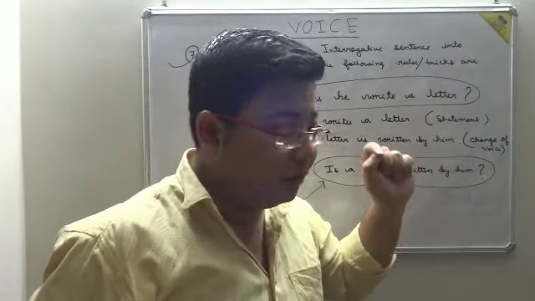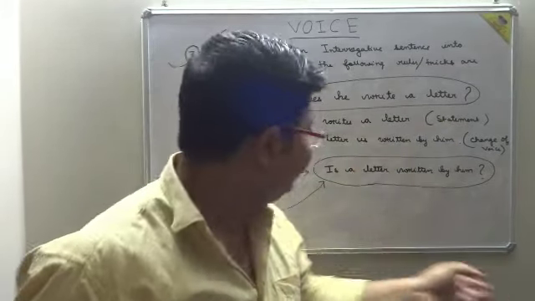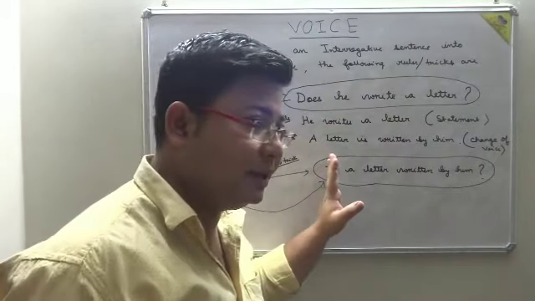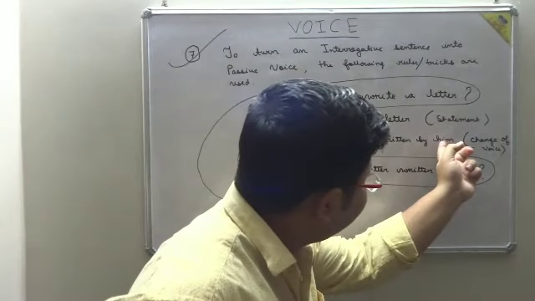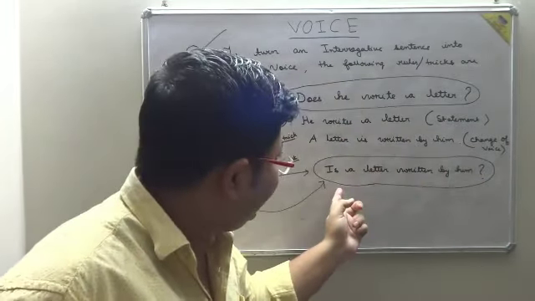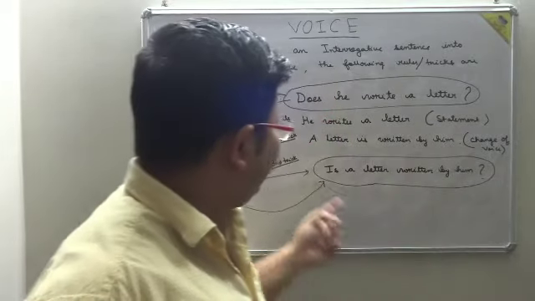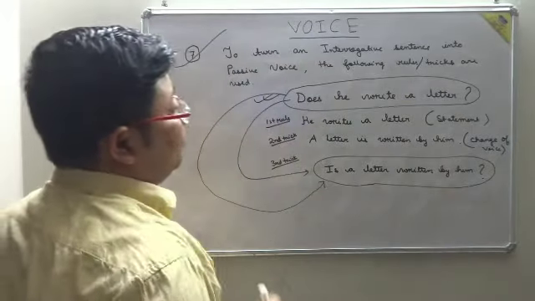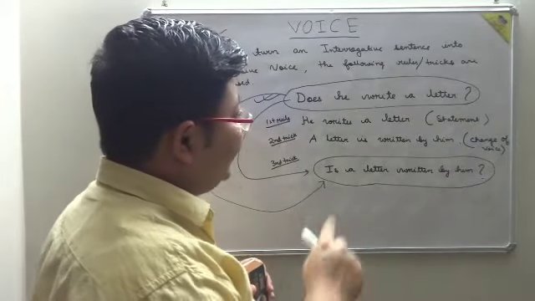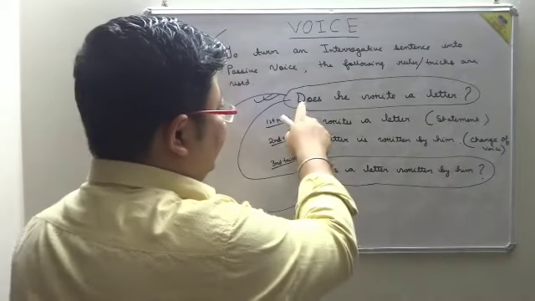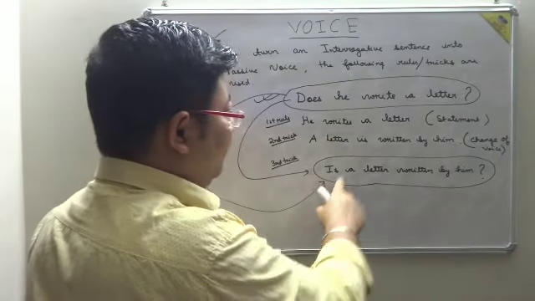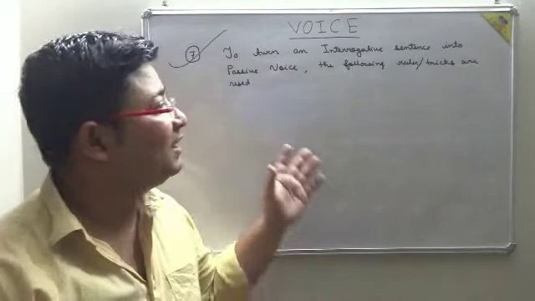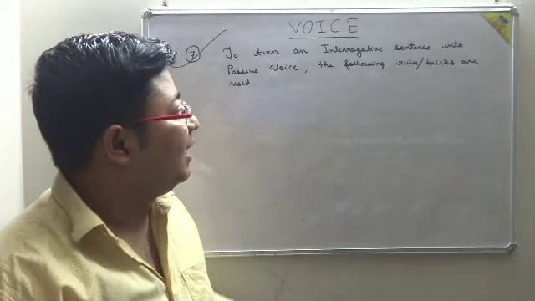Then this active voice will be converted into passive voice. A letter is written by him. Okay, up to this much clear. Then I will make this statement into an interrogative sentence. Is a letter written by him? This is our final answer. What will be the answer of does he write a letter? Is a letter written by him? This is active voice and this will be the passive one. But this is the method how to change it. I know with the help of one example it will not be clear. Okay, I will give you one more example.